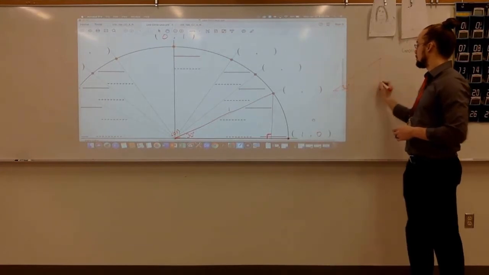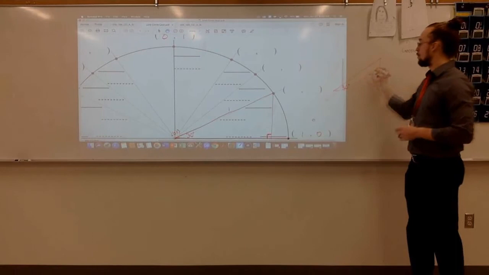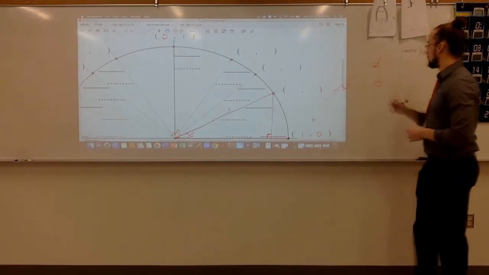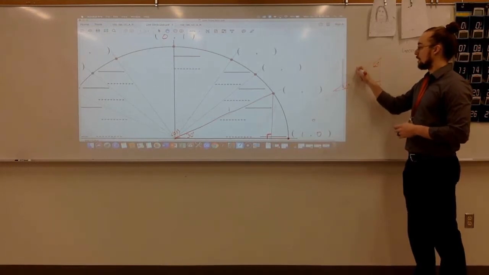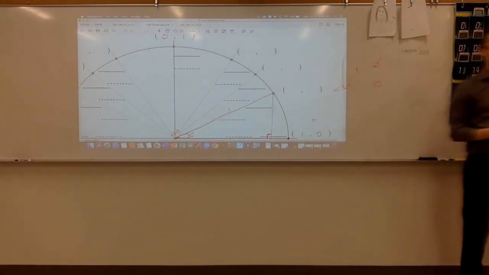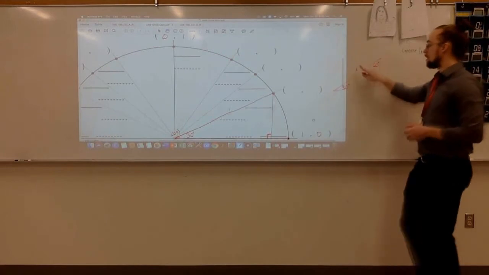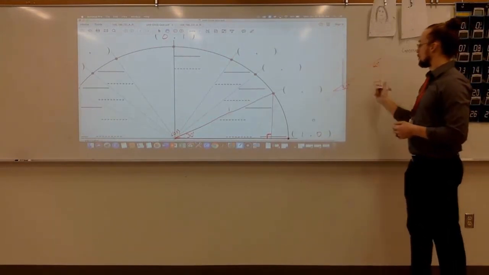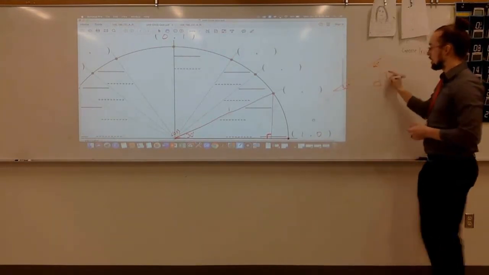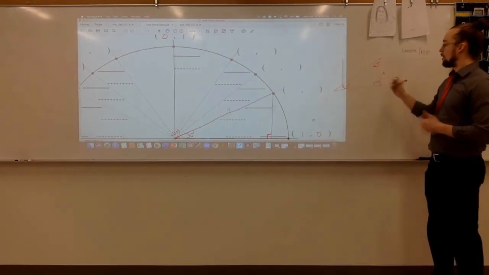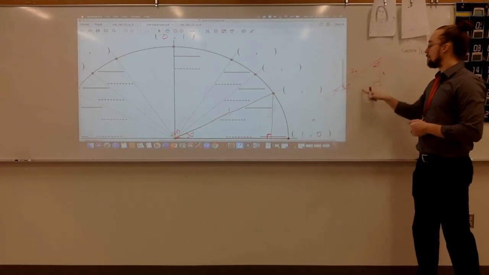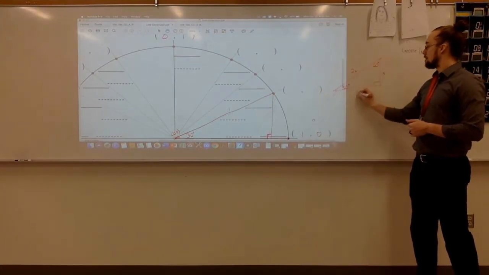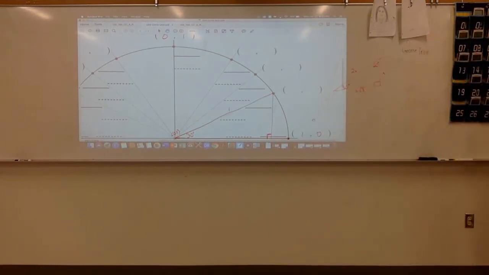So, we've talked about our special right triangle relationships. If this is a 30-degree angle, obviously the other angle in the triangle is 60, and my hypotenuse has a length of 1. In a 30, 60, 90 triangle, the side opposite the 30-degree angle we can call x, the hypotenuse is exactly double that, and the side opposite the 60-degree angle is x times the square root of 3.